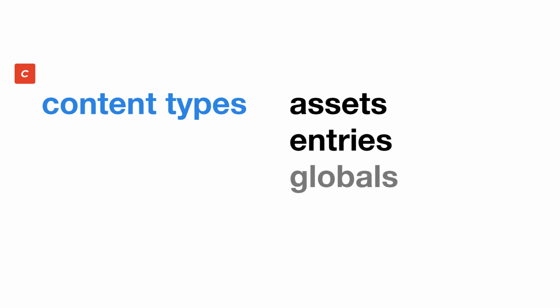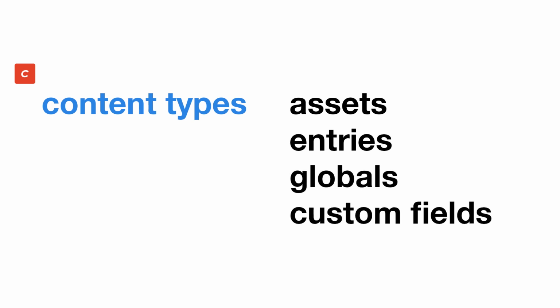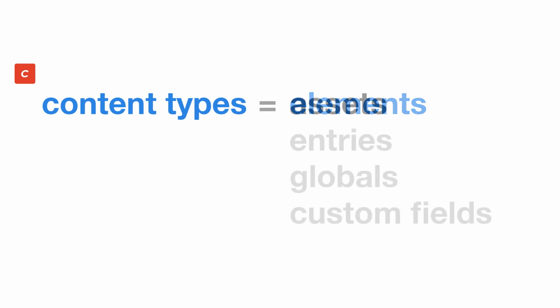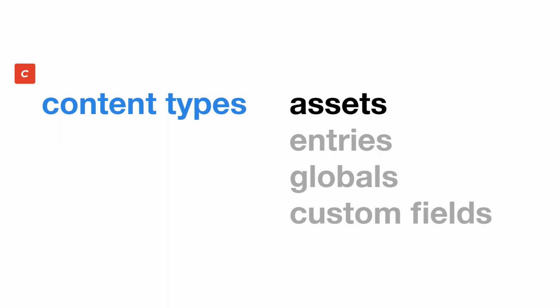Before we move on, let's review what Craft calls content types. There are 4: assets, entries, globals, and custom fields. They're also collectively known as elements. Now, we just covered the first content type, assets, and we'll dive into the others in upcoming chapters.